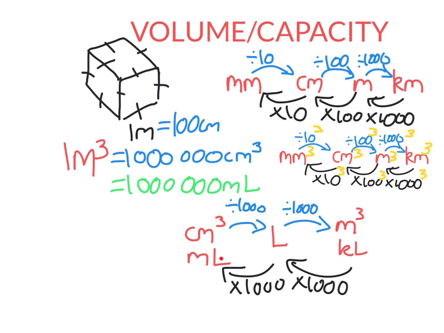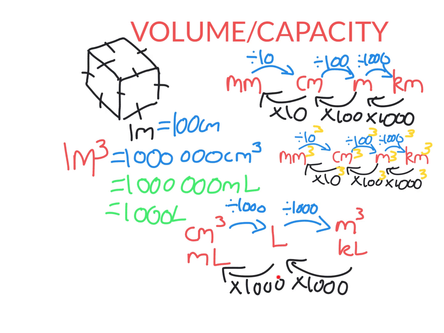Now, to go from milliliters to liters, you divide by 1,000. That's what milli means. Like a millimeter is 1,000th of a meter, a milliliter is 1,000th of a liter. So if I divide this number by 1,000, I get 1,000. 1 meter cubed is actually 1,000 liters, or what's known as a kiloliter. Kilo means 1,000, just like kilogram means 1,000 grams.